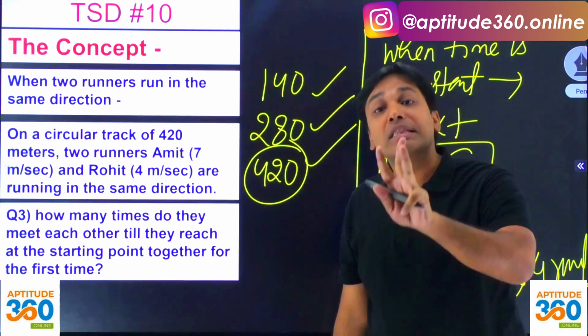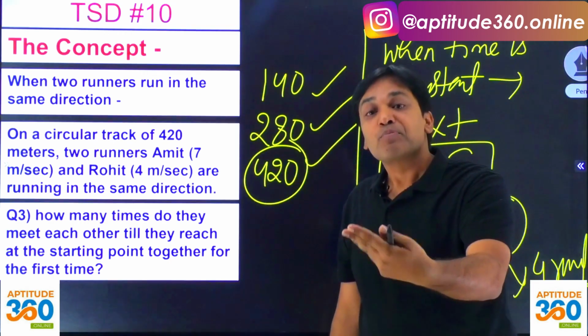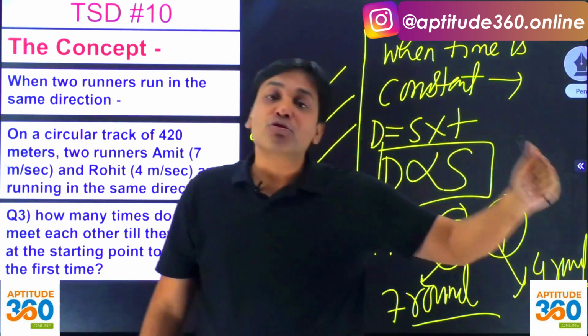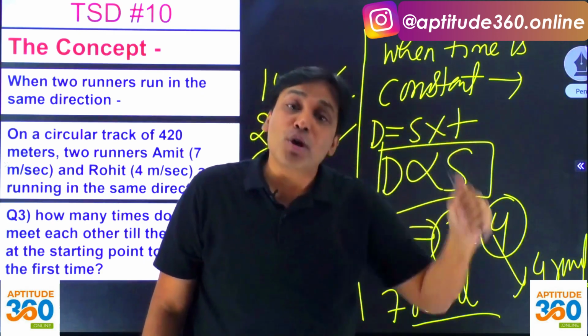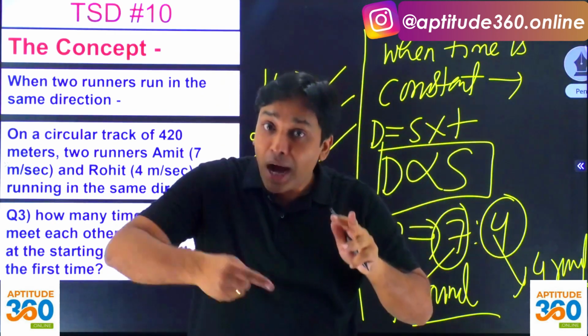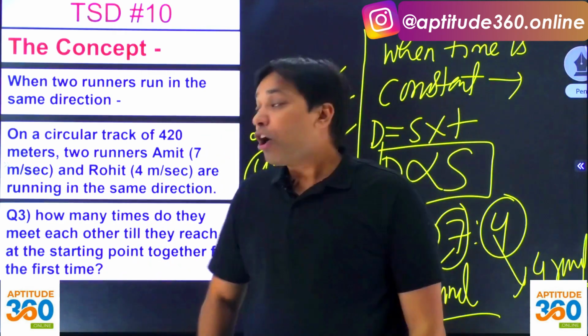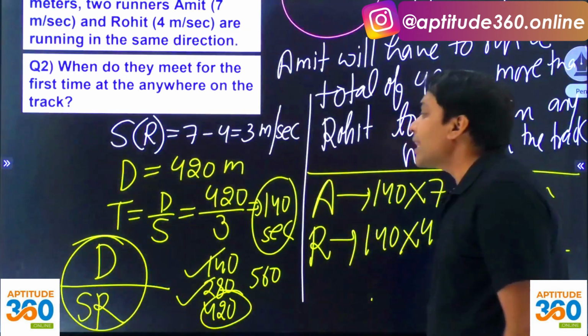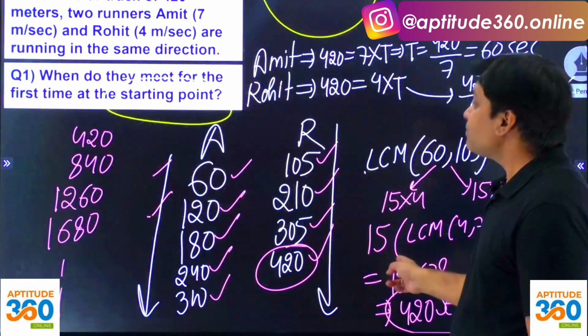अमित भाई रोहित से 3 राउंड ज्यादा ही तो गया ना. 7 राउंड्स अमित ने लगा दिया, 4 राउंड्स रोहित ने लगा दिया, तो अमित ने रोहित से कितना राउंड ज्यादा लगा दिया? 3 राउंड्स. और जितनी बार ज्यादा लगाए उतनी बार तो मिला वो. और यही चीज आपने इस प्रीवियस वाले स्लाइड पे सीखा हुआ था. वो क्या था वहां पे?